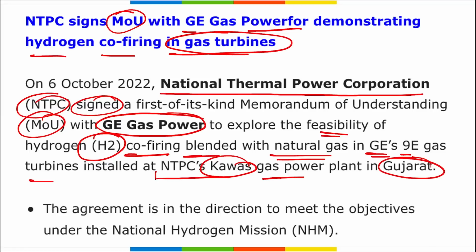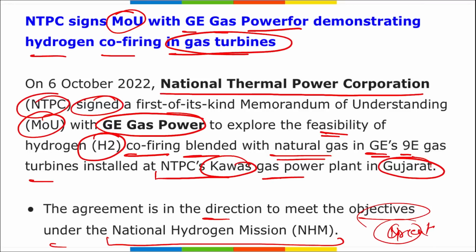Alright, I repeat, here the MOU was signed between these two organizations to explore the feasibility of hydrogen co-firing blended with natural gas. The agreement is in direction to meet the objectives under the National Hydrogen Mission, and I have told you green hydrogen is a promising fuel for future. More and more research is being done on it, and soon you will be able to see the technology that will be using the green hydrogen as a fuel to generate power.